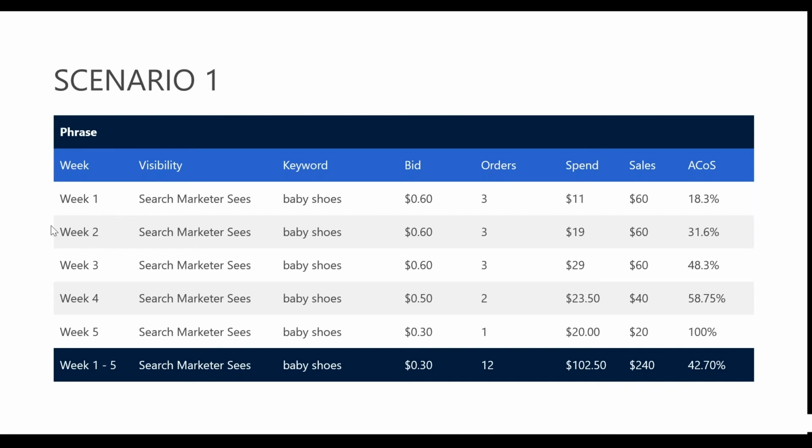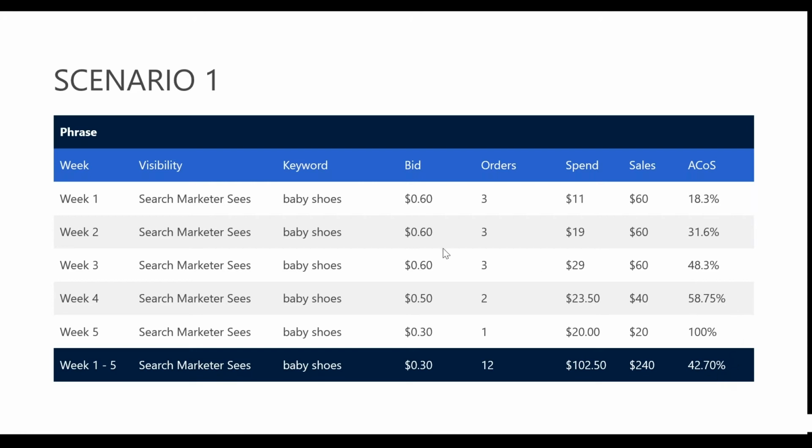Let's assume you're just looking at it once a week over a 5-week period with the end aggregate performance view. And so this is for phrase. So you see there's 3 search terms associated with it. We have for the first week 3 orders, spend $11, sales of $60, great, 18% ACoS. But we also see a decrease in performance week over week, ultimately ending with a high ACoS.